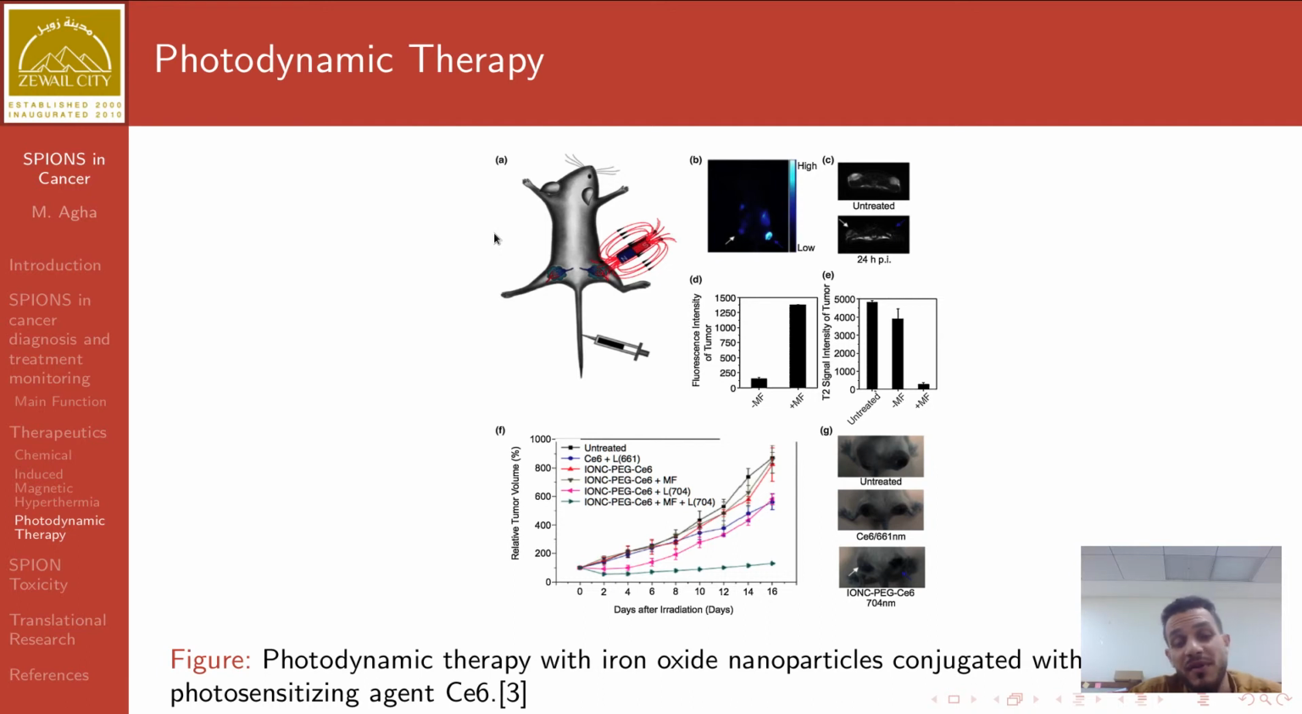The photodynamic therapy works in a similar fashion, except that it must be located at a site that is near the surface, the cancer needs to be at a superficial site.